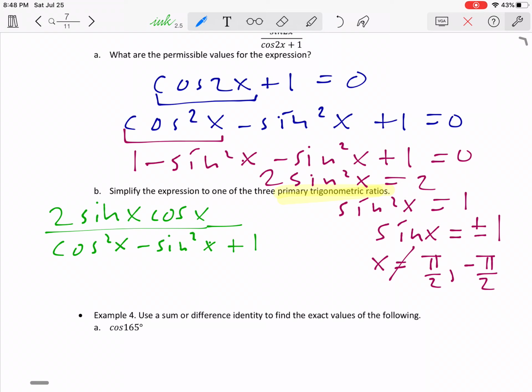Okay, so that was cosine 2x, switching to cosine squared x minus sine squared x. And then again, what we can do is get rid of one of these, so we can make that 2 sine x cosine x, and we can get rid of the cosine squared x again, using the Pythagorean identities, and change that to 1 minus sine squared x. Okay, so that's the cosine squared x changing to 1 minus sine squared x, and then you still have the minus sine squared x plus 1.